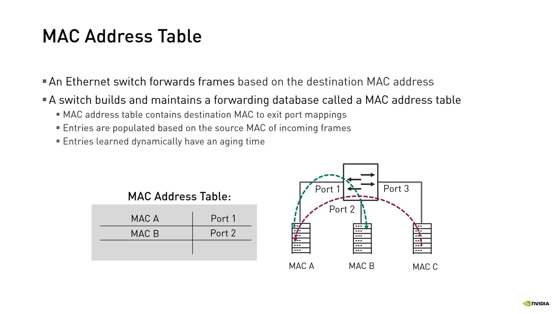Dynamically learned entries have an aging time, meaning if they are not used within a defined time, they are flushed from the table. Ethernet switch vendors do allow the adjustment of the aging time. Also, static entries can be configured. Static entries are not aged out and will remain in the table until manually removed.